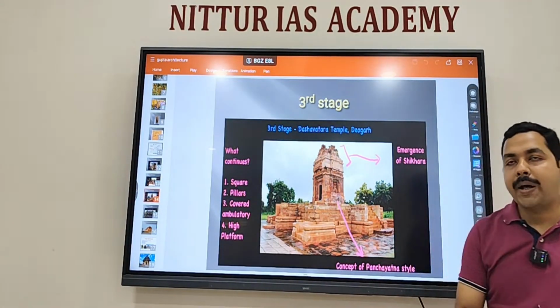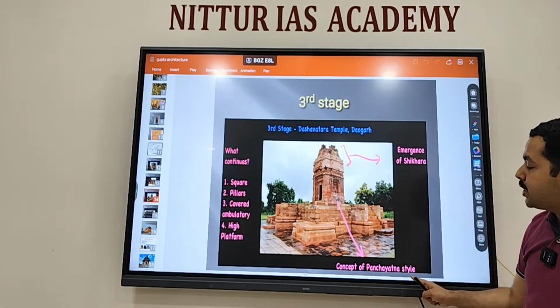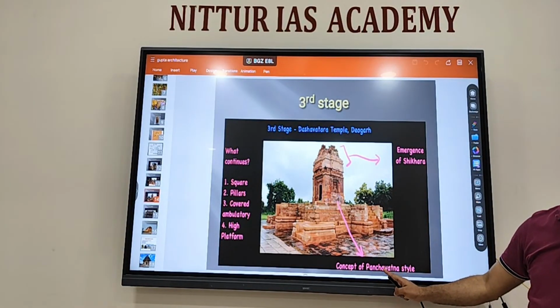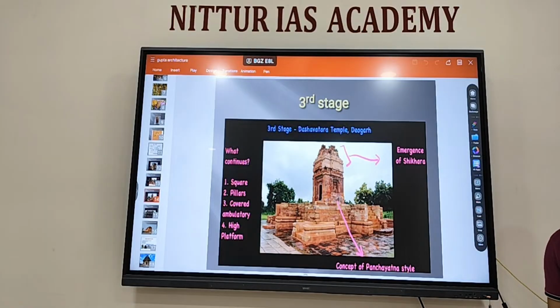And, para change, add the emergence of the Panchayatan style from the first stage. Concept of the Panchayatana style. Example you can mention: the Dashavatara temple. Can you get it on the internet also, sir? With the first, second, third stage, you get it on the internet. Very good.